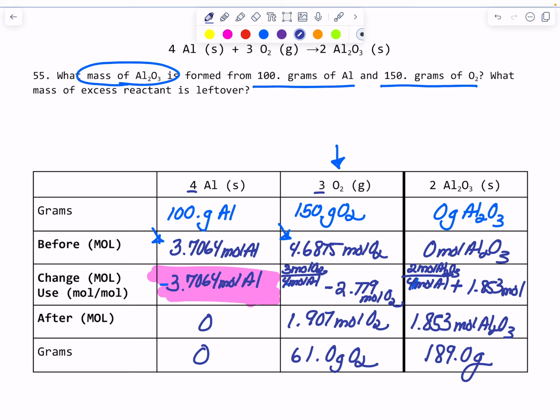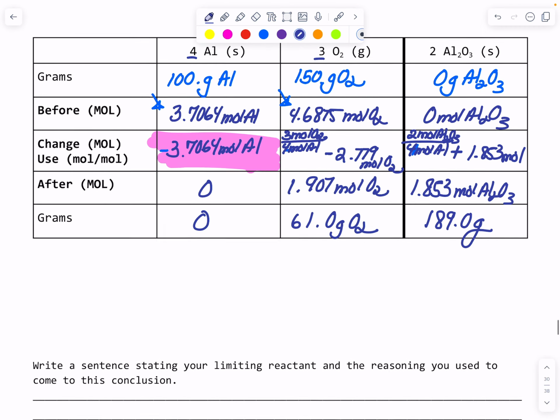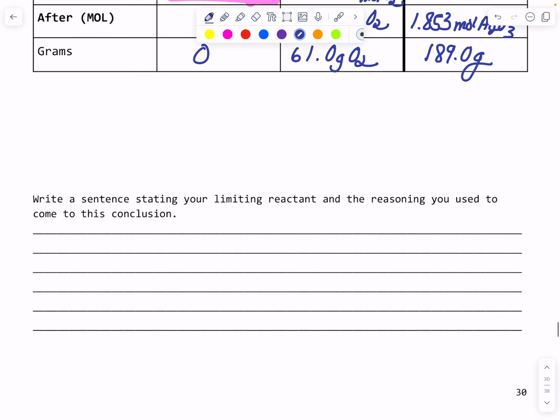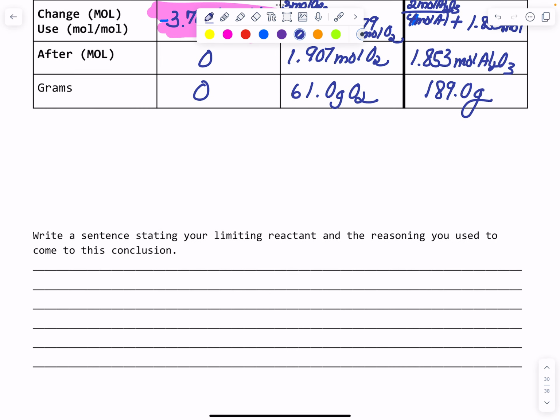And then adding those together, I noticed that I started with 250 grams of material, and I'm going to end with 250 grams of material. So that's a good indication that I've gotten this problem correct. And if I'm going to write a sentence trying to explain my logic, I would say something to the effect of, aluminum is the limiting reactant.